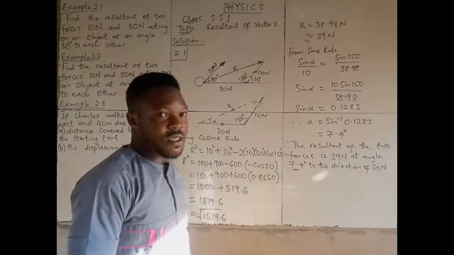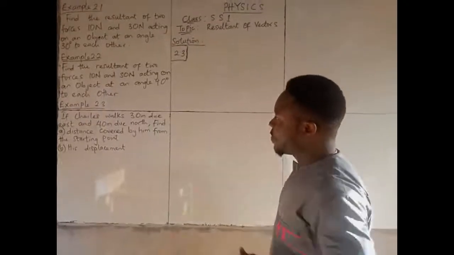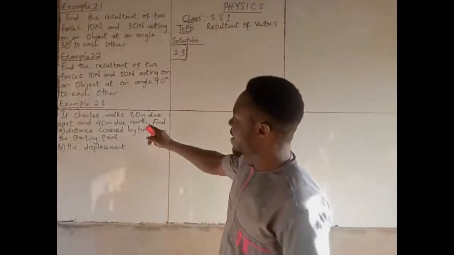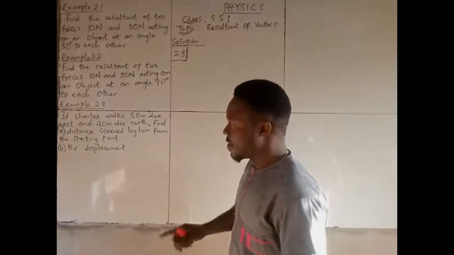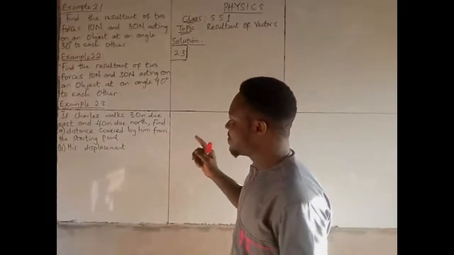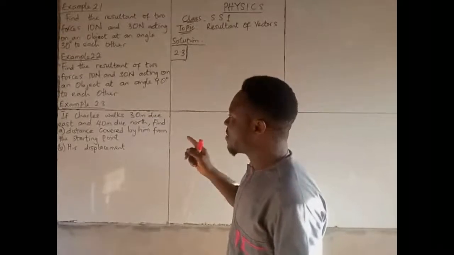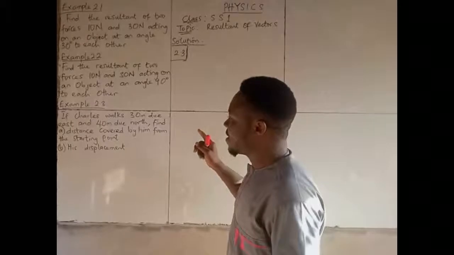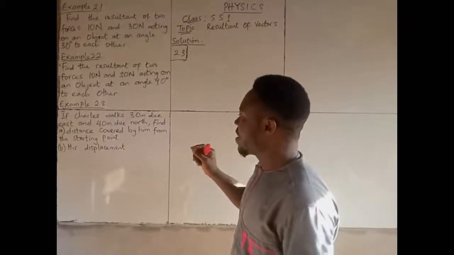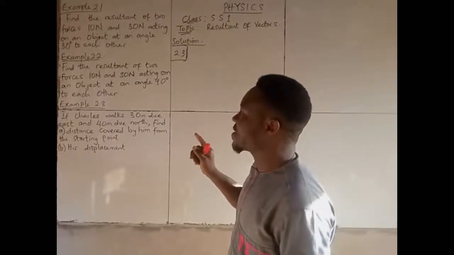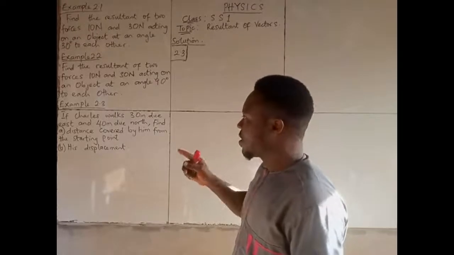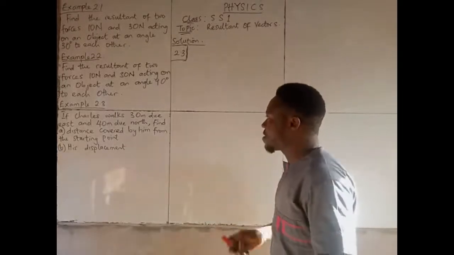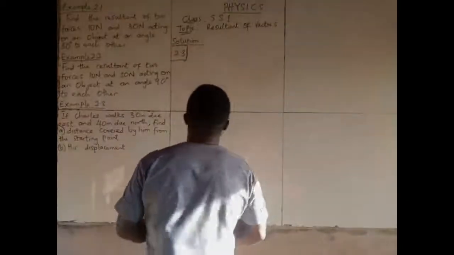Let's move to the next question. Example 2.3. If Charles walks 30 meters due east and 40 meters due north, find A, the distance covered by Charles from the starting point, and B, the displacement. So we have to solve the two questions. How do we solve that? Let's draw what we have.